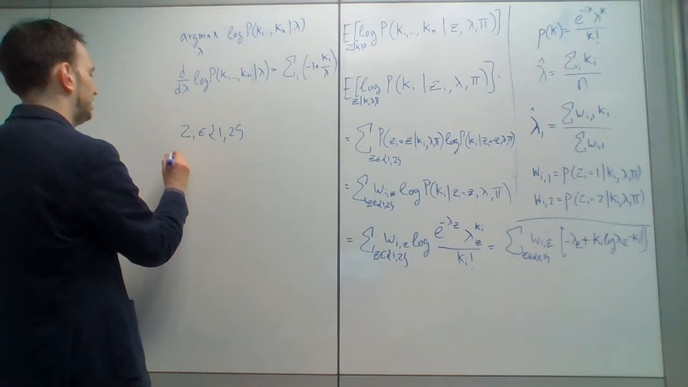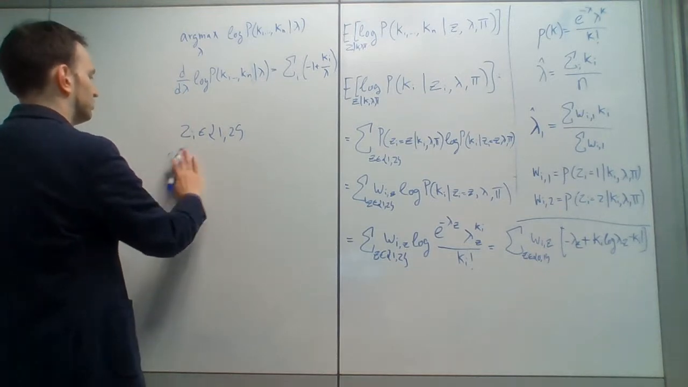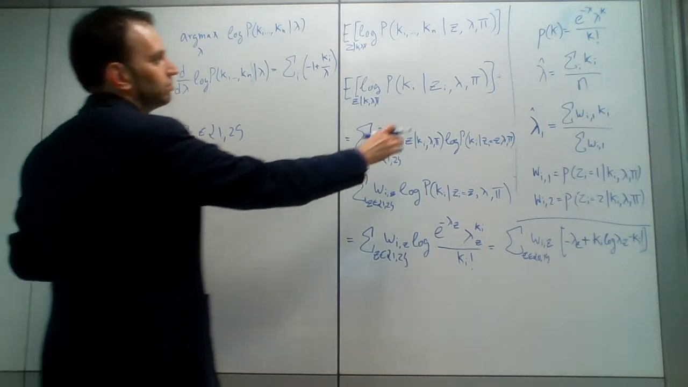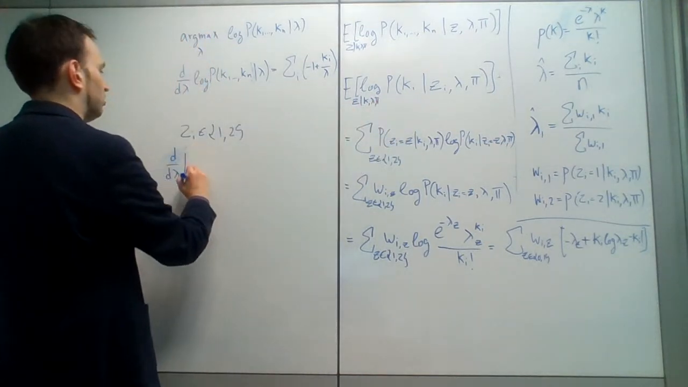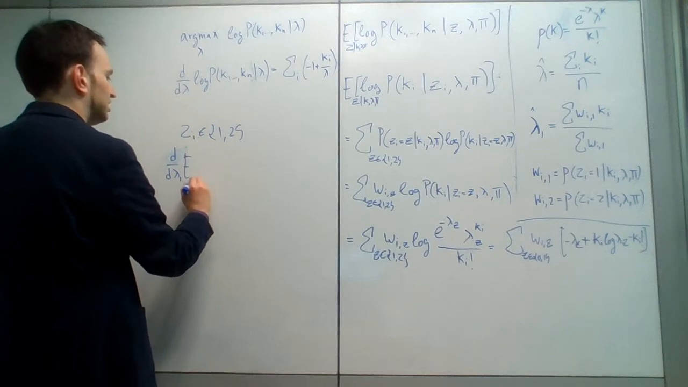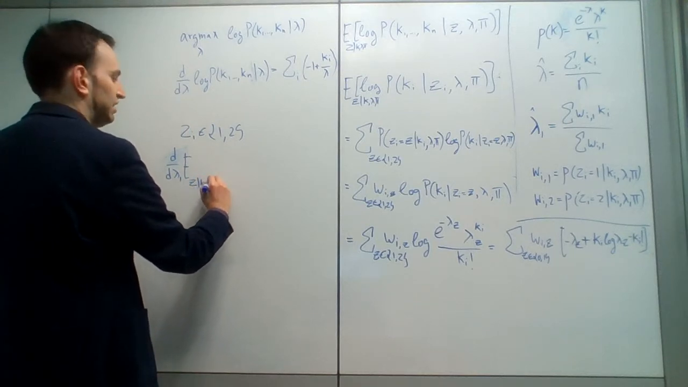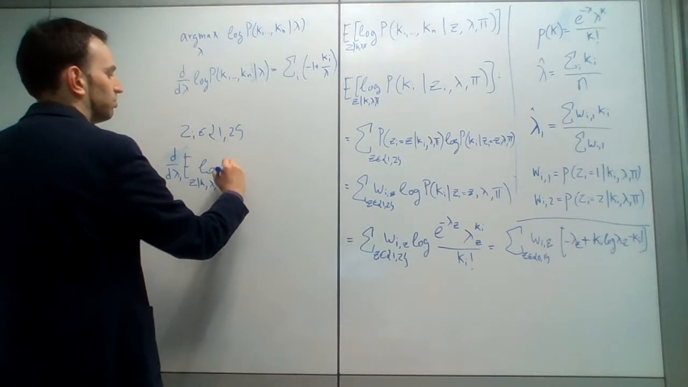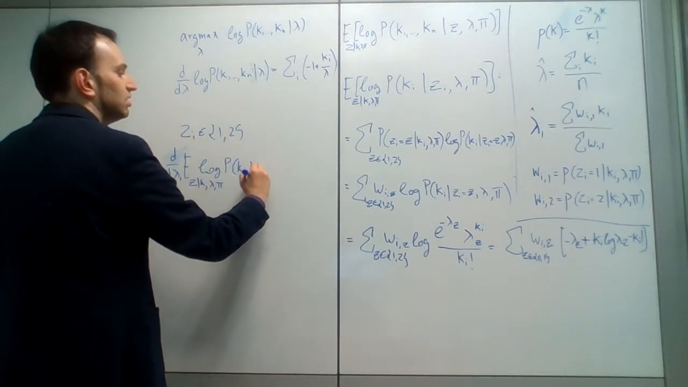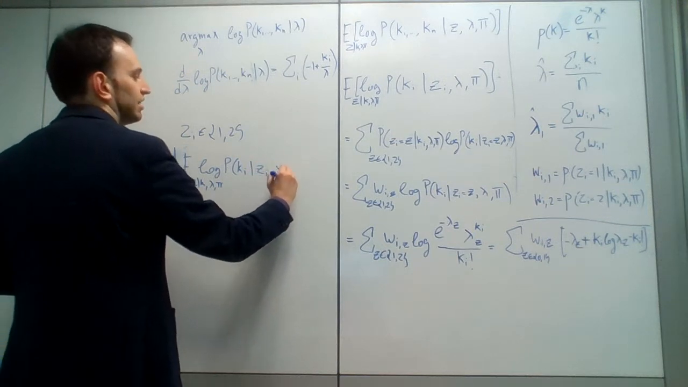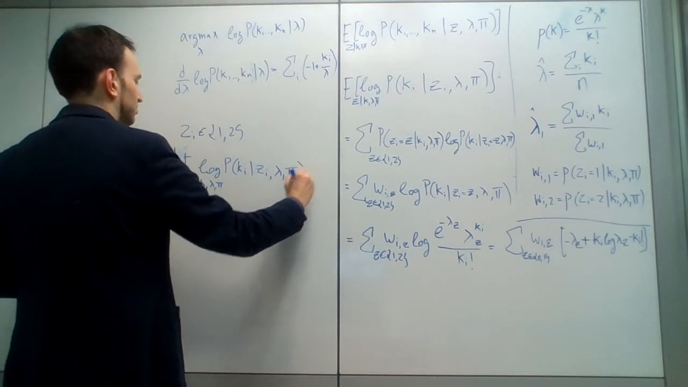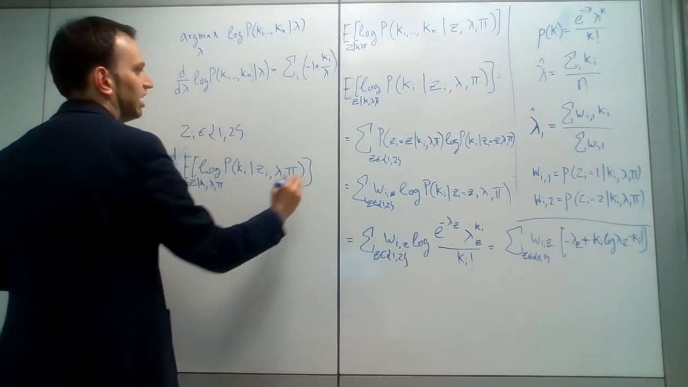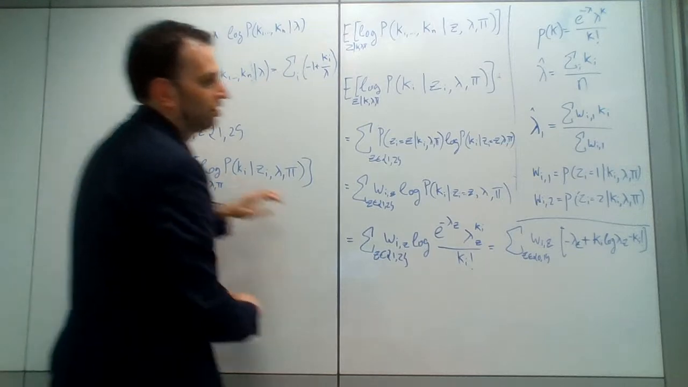So what we want to say is d by d lambda 1 of this expectation, so of E over z given k, lambda, pi of log p of ki given zi and lambda and pi. What is it going to be? So it's the expectation of this guy. So this is the derivative of this guy.